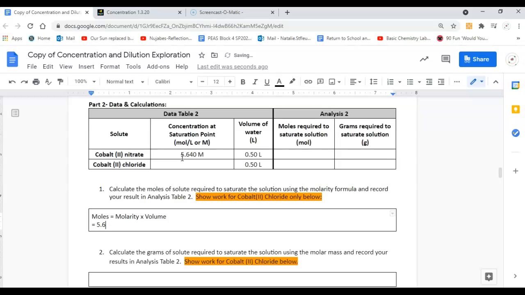All right, so in this example, I have a concentration of 5.640, and I'm going to multiply it by the volume, which is 0.5. It may not be exactly 0.5, but that's fine. We're going to get 5.64 times 0.5, so that's about 3. With sig figs, it will just be 3 moles. So I can type that here.